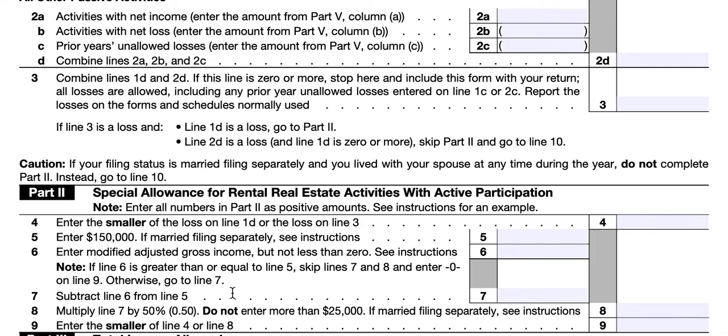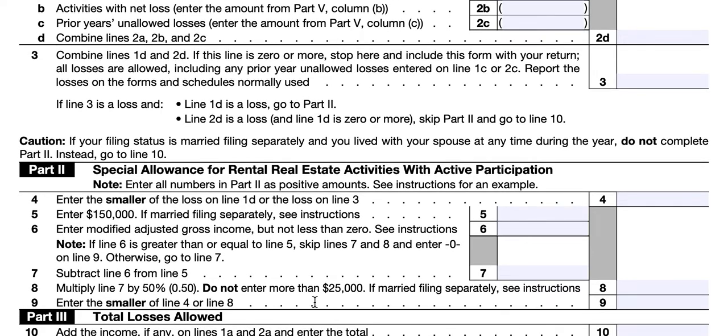In line 7, you will subtract line 6 from line 5. In line 8, multiply the figure in line 7 by 50%. Do not enter more than $25,000. If you are married filing separately, do not enter more than $12,500, as long as you and your spouse lived apart at all times during the tax year. And on line 9, you will enter the smaller of the figure on line 4 or the figure on line 8.